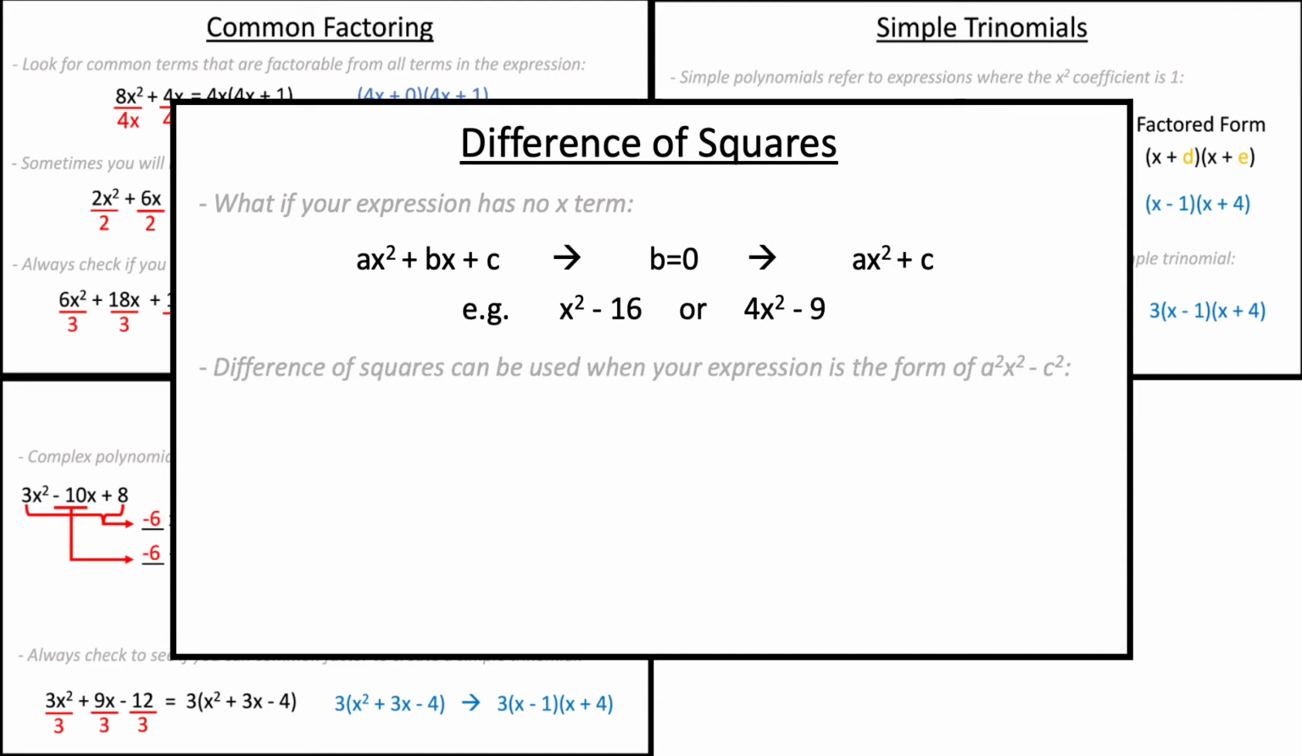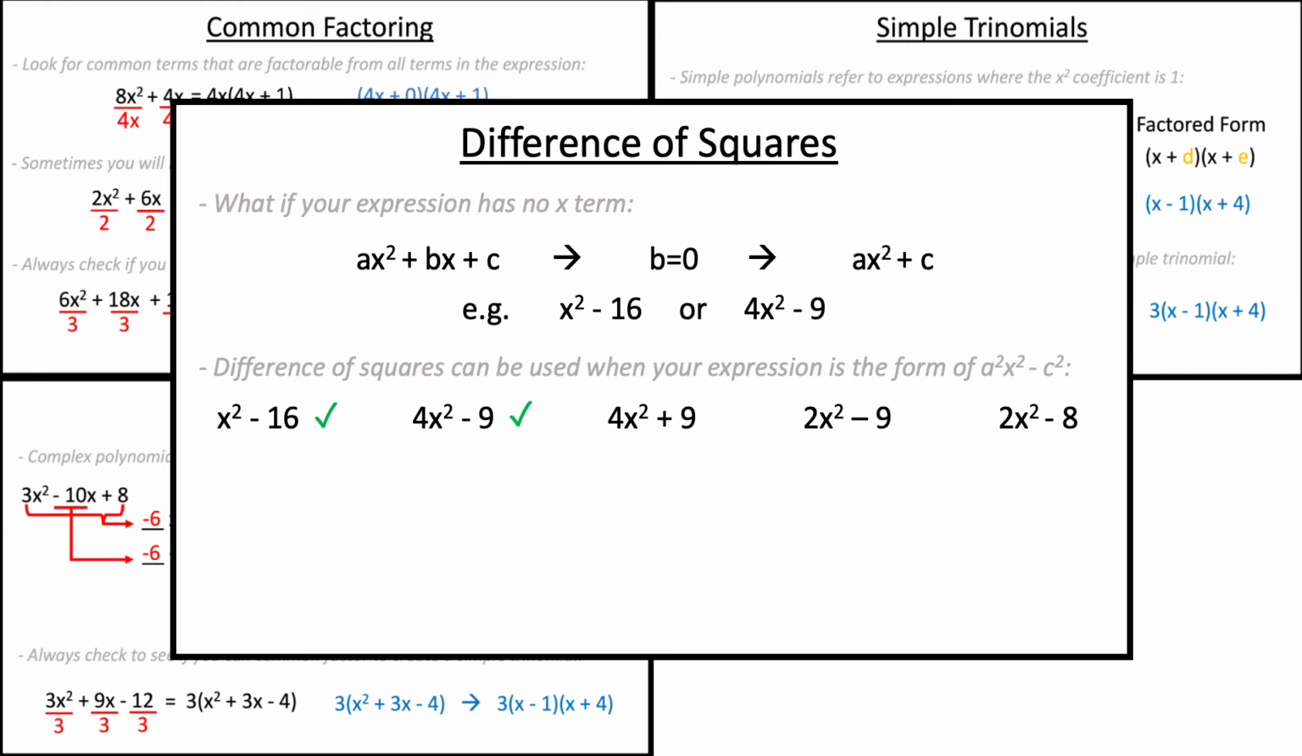So difference of squares can be used under these circumstances some of the time, and it requires your expression to be written specifically as a squared x squared minus c squared. So here's a few of them that we can run through. For example, x squared minus 16 satisfies this equation, as it could be written as 1 squared x squared minus 4 squared.